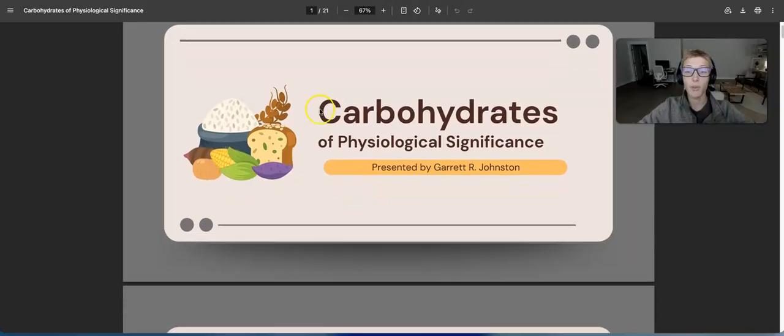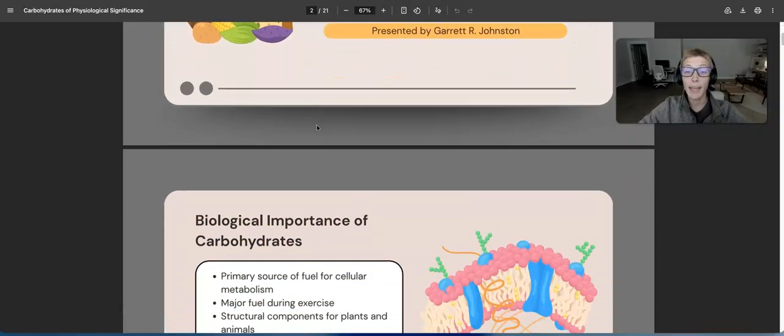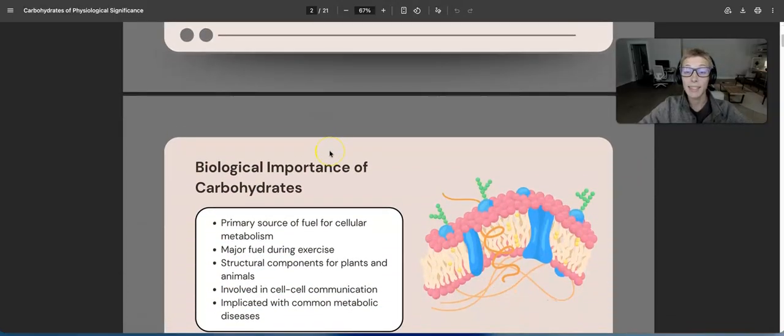I'll start by going over a few key points from this chapter, and then I will explore them more thoroughly in the subsequent slides.